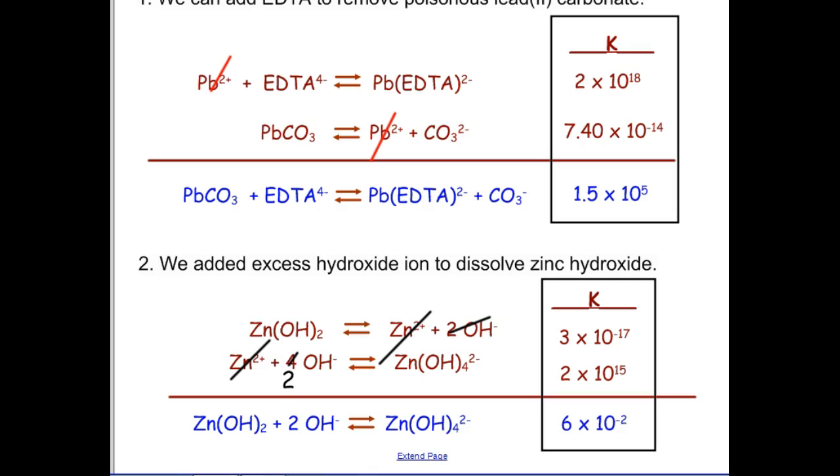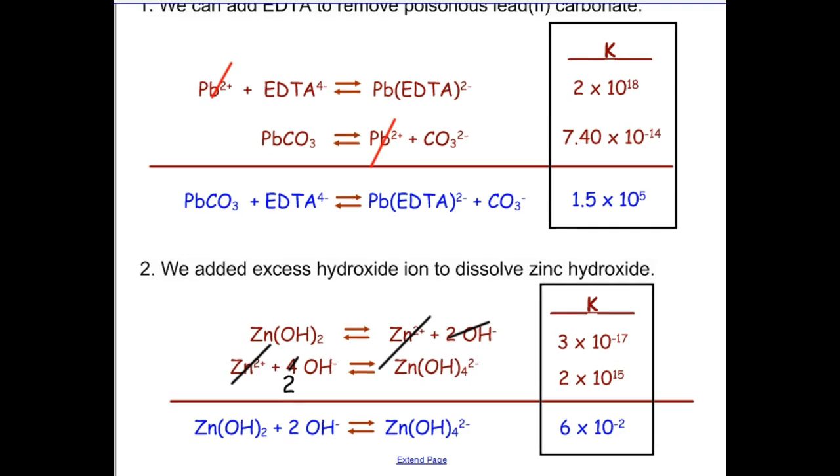So now you know how to add reactions to find new equilibrium constants by multiplying their Ks, and you know that we can take an insoluble solid and dissolve it by forming a complex ion. If you have any questions, as always, make sure you let me know. You should now be able to finish the Ksp and Kf homework. Good luck.